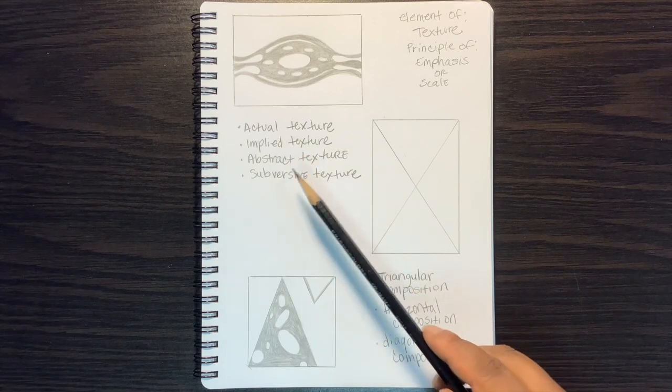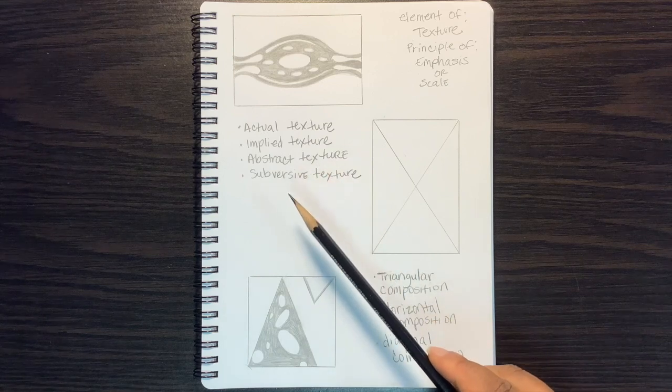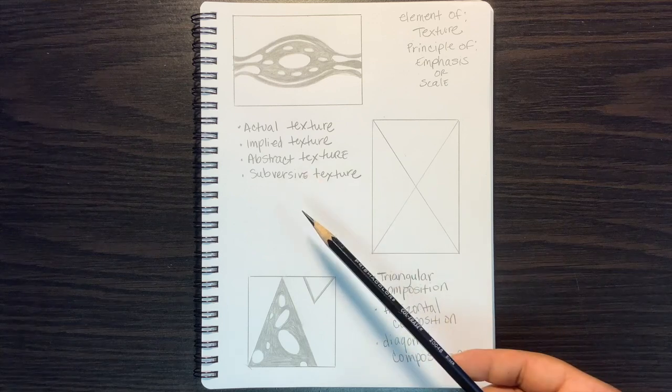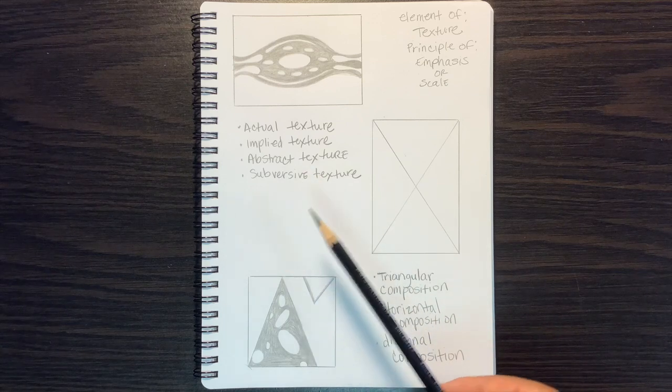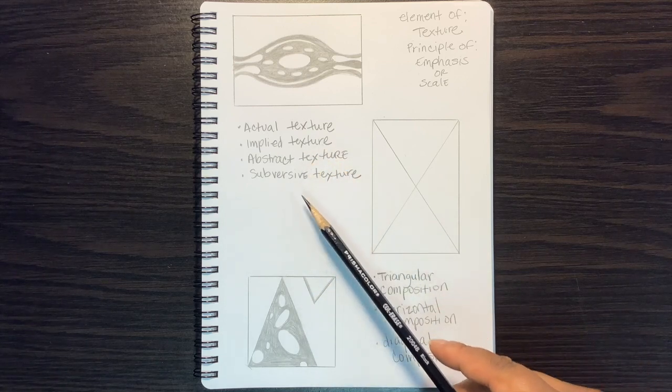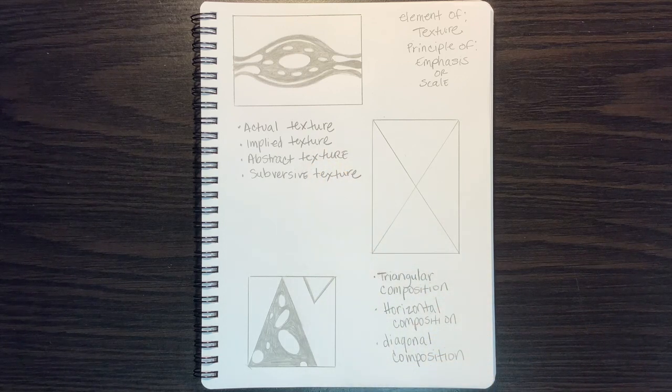When it comes to abstract texture, it's just an abstraction of whatever actual texture you are seeing. So it's probably a bit distorted, not 100% accurate, but we understand what it is, it's just an abstraction of it. Same thing when it comes to subversive. Subversive is the opposite of what we may think an actual texture is. So for example, let's say I buy a glass cup, and let's say I decide I want to wrap felt around this glass cup, right?